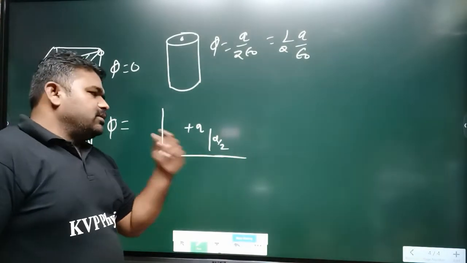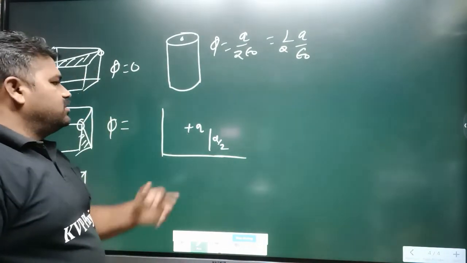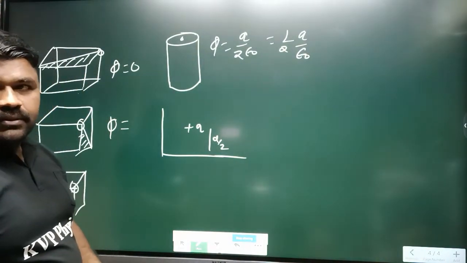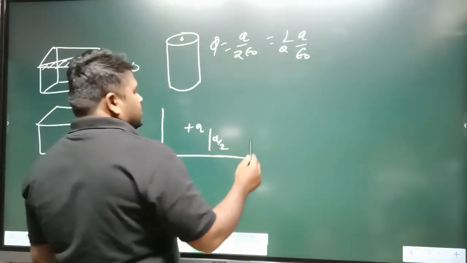Suppose from the x axis we place charge Q at a by 2 distance. Okay, how much flux passes through this surface?